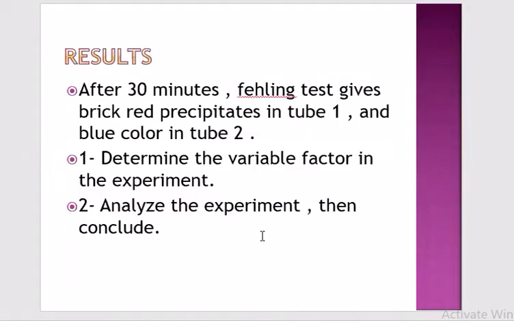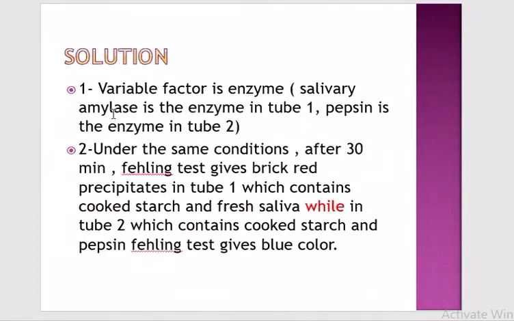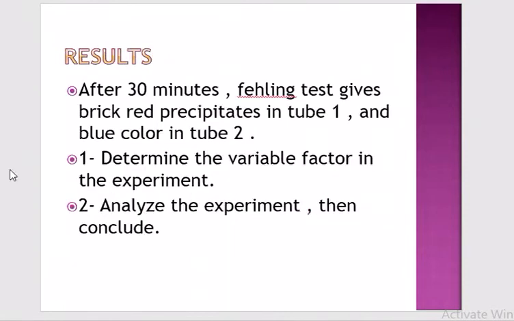Okay? Determine the variable factor in the experiment. The variable factor is enzyme. Salivary amylase is the enzyme in tube 1. Pepsin is the enzyme in tube 2. No. Number 2. Analyze the experiment.